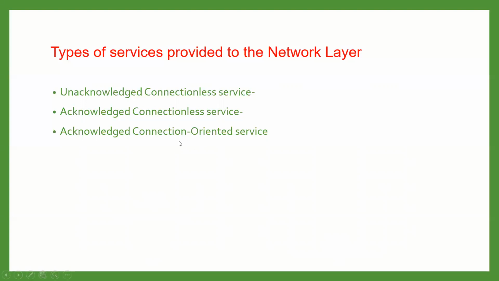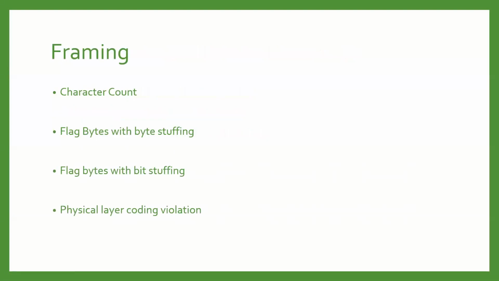So a total of three phases will be followed by this acknowledged connection oriented service. The first is that the connection is established. The second is that the data will be transferred, and the third is that the connection is released. So this is all about the services provided to the network layer by the data link layer. Now the second topic is framing in the data link layer.